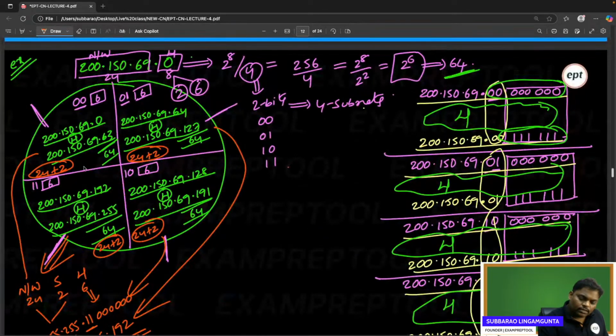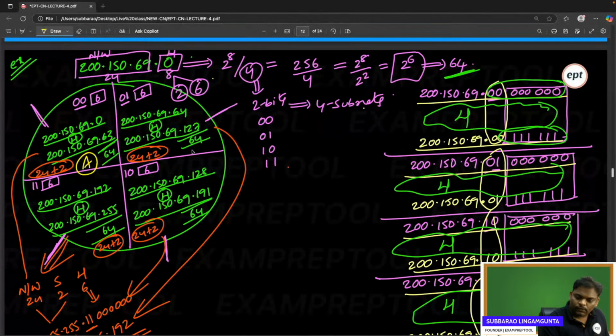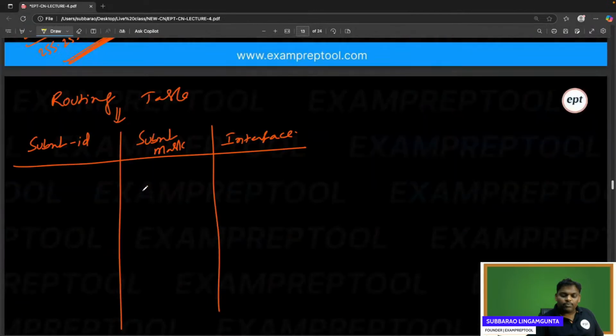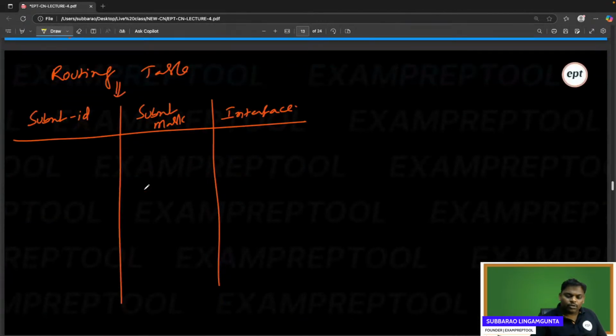Let us assume it is interface A. It is interface B. It is interface C. It is interface D. So subnetting is done. You have to keep interface A, interface B, interface C, interface D. Now observe clearly.